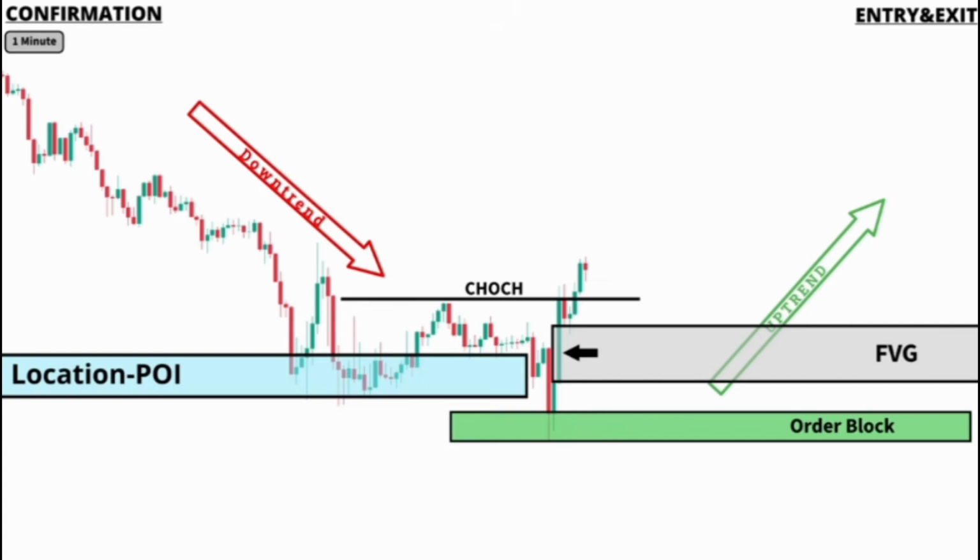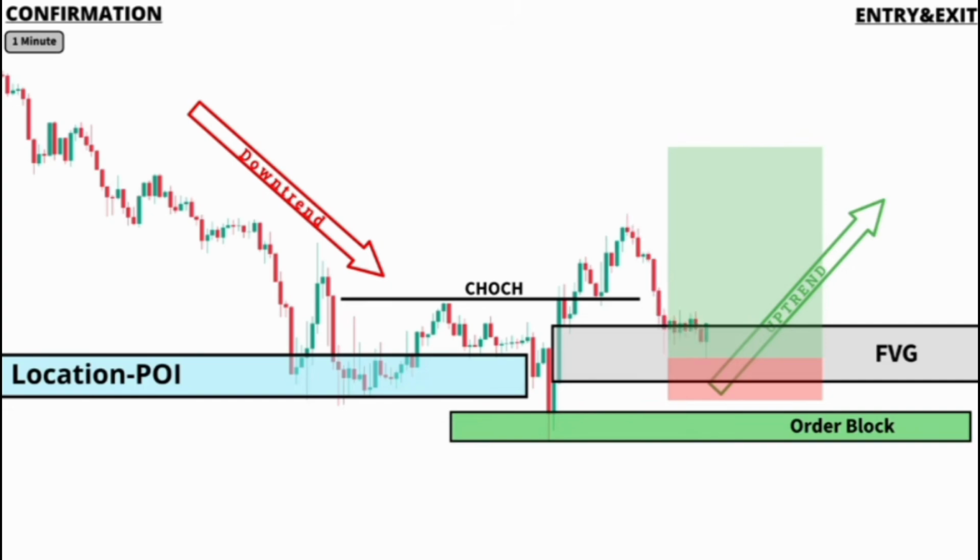After the CHoCH, price often makes a small pullback. That pullback usually returns to the order block or the fair value gap. That's where we place our limit order. Take a look at the chart. The CHoCH formed here. Price pulled back to fill the FVG, and our limit order was placed right around the middle of the fair value gap.